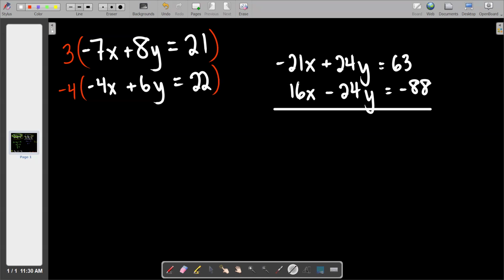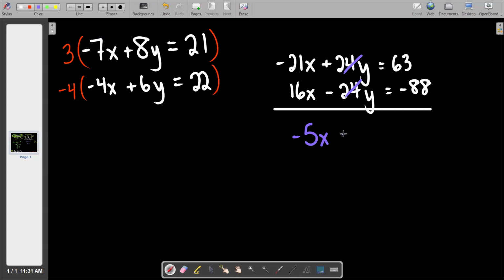So when we add downwards, how many x's do we get? Negative 21 plus 16. Negative 5. If you owe me $21 and pay me back 16, you still owe me, but only 5 more, right? And then when we add down the y's, they of course eliminate.